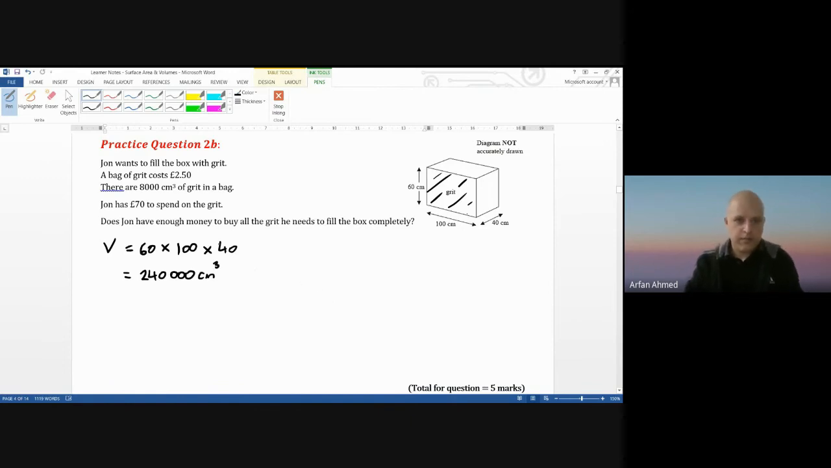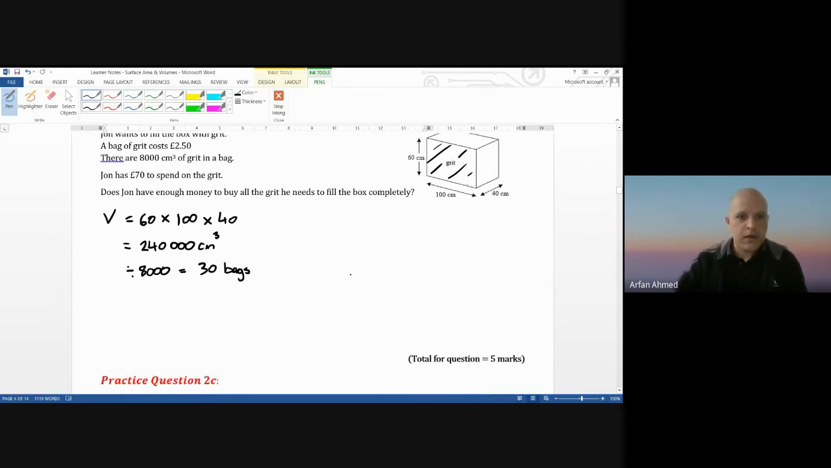Okay. So each bag can hold 8,000 centimeter cubes. So how many 8,000s go into that? 30. So it's going to be 30 bags. How much is each bag? £2.50. Times by £2.50. £75. Has he got enough? Nope, he's got £70, so no.